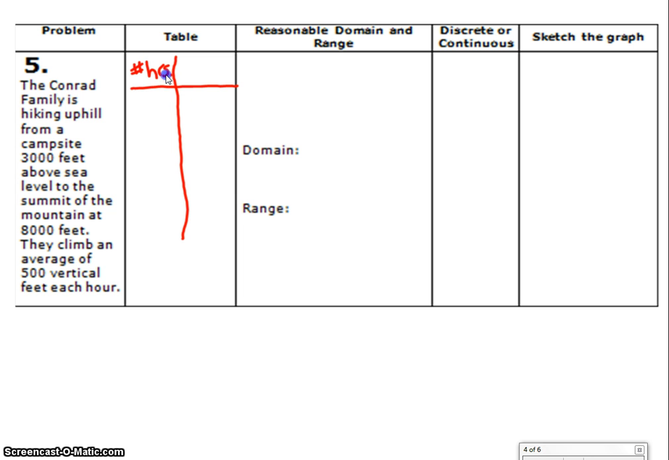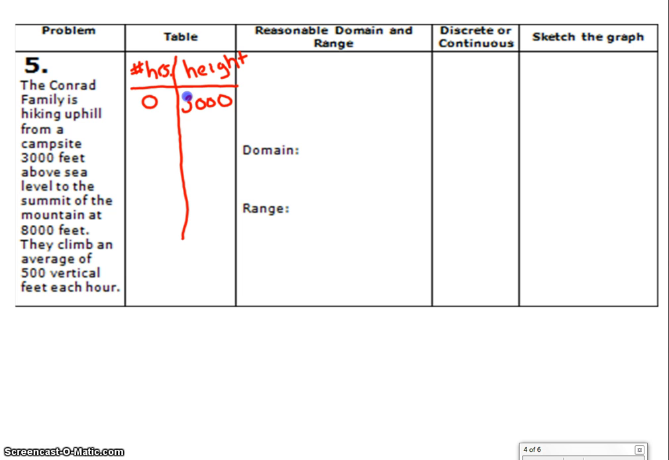Now, the number of hours determines what? And if I read through here, it says here that they climb 500 vertical feet each hour. So my number of hours determines the height that I'm at, or the height that that family is at. Okay, the height that they are on their mountain. So when they start out at 0 hours, at a height of, and it says here they start from a campsite that's 3,000 feet above sea level. So they start at 3,000 feet.